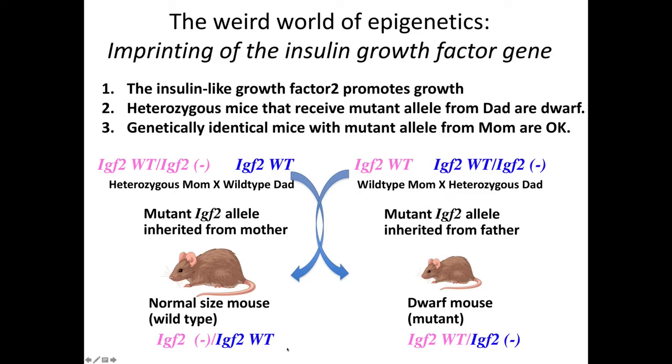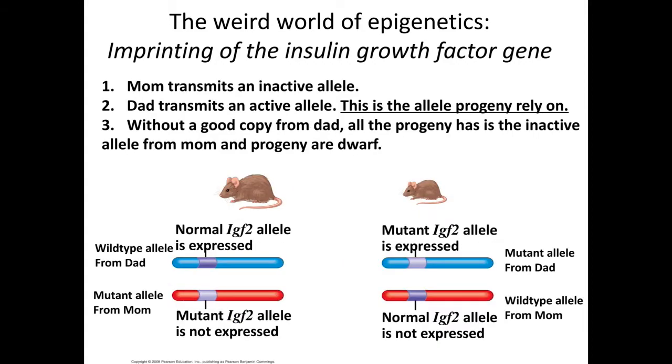So why the heck would the same genotype produce a different phenotype? This seems weird. This doesn't seem properly Mendelian. The reason is that mom transmits to all of her offspring an inactive allele. Mom turns off IGF2 in her progeny. Dad doesn't do that. Dad transmits an active allele.